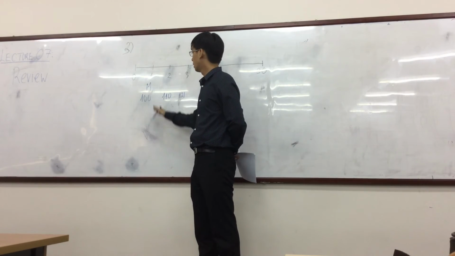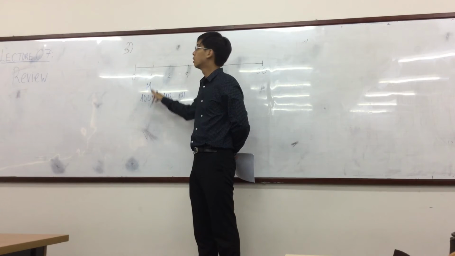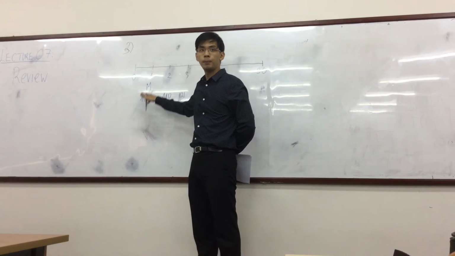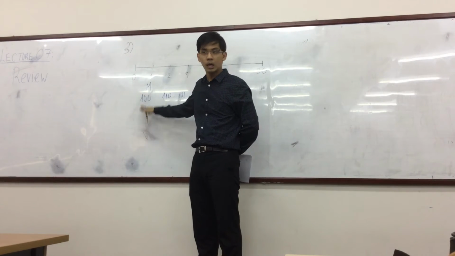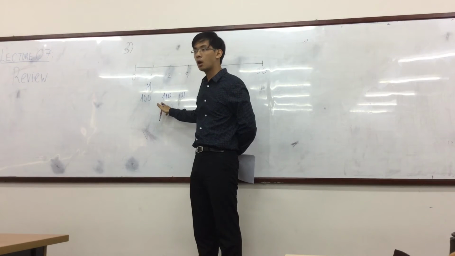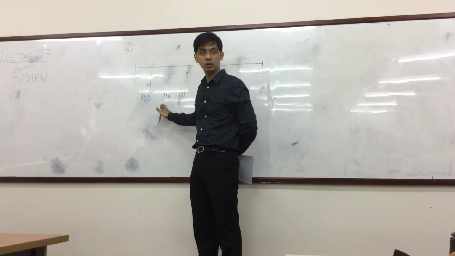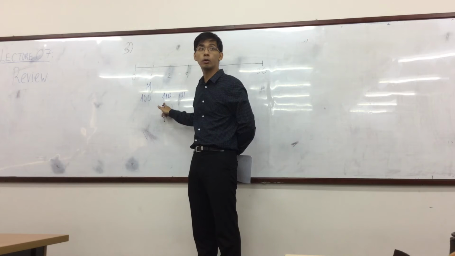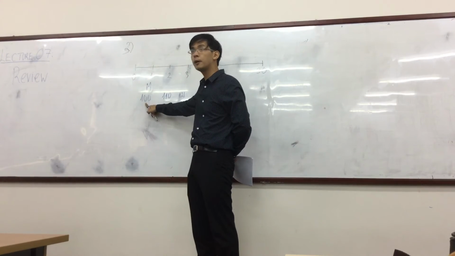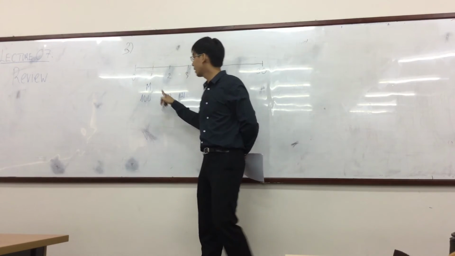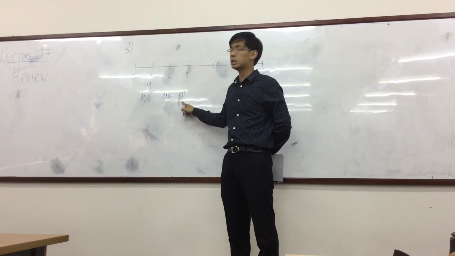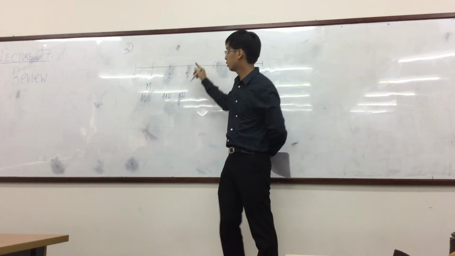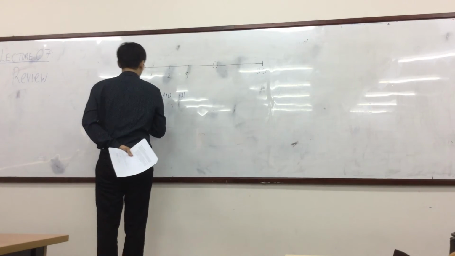In year 1 you will deposit 100. In year 2 you will deposit 110. Okay, it doesn't mean that this 100 goes up into 110. No. This is the first year you deposit 100, the second year 110, and this year is 121. So the formula is this.